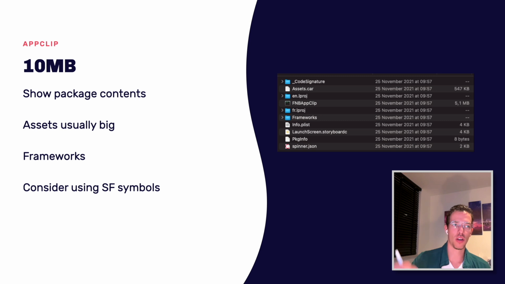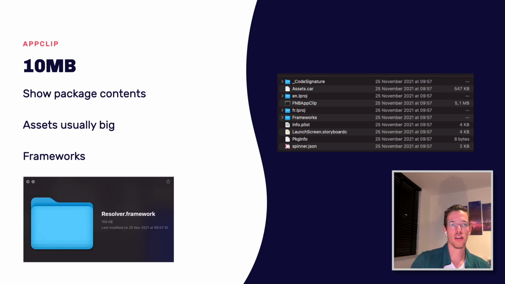You can look into it and see, hey, how big is the Resolve framework, for example? Well, in this case, it's luckily only 159 kilobytes. But Lottie, for example, with the nice animations, was already almost 700 kilobytes, almost 1 megabyte. So then you can determine, okay, do I want to have Lottie, or can I just do a simple animation instead to reduce the app size that way?